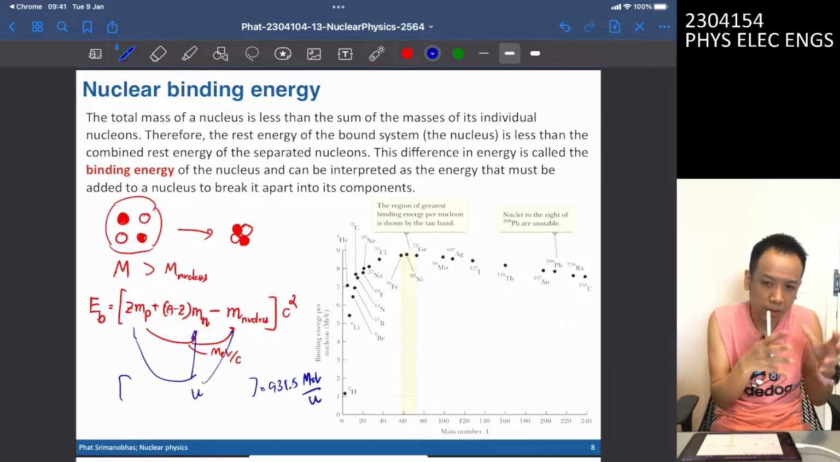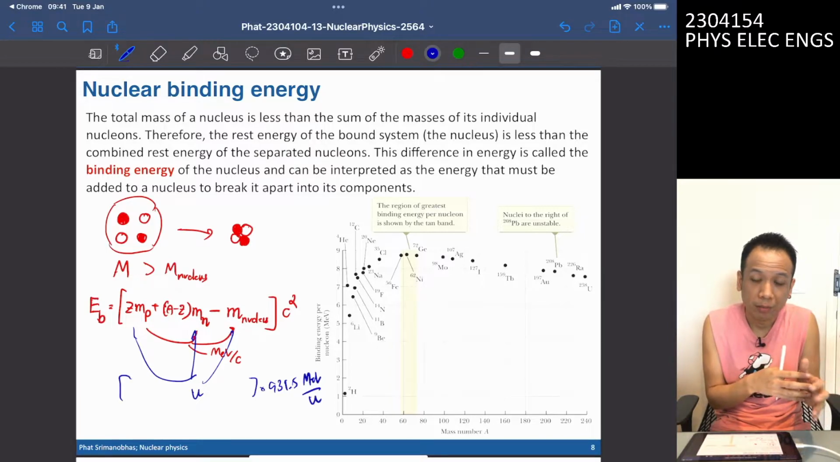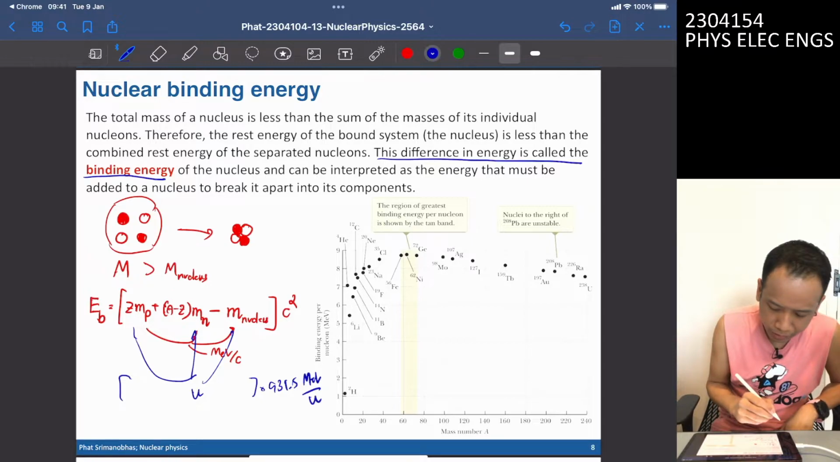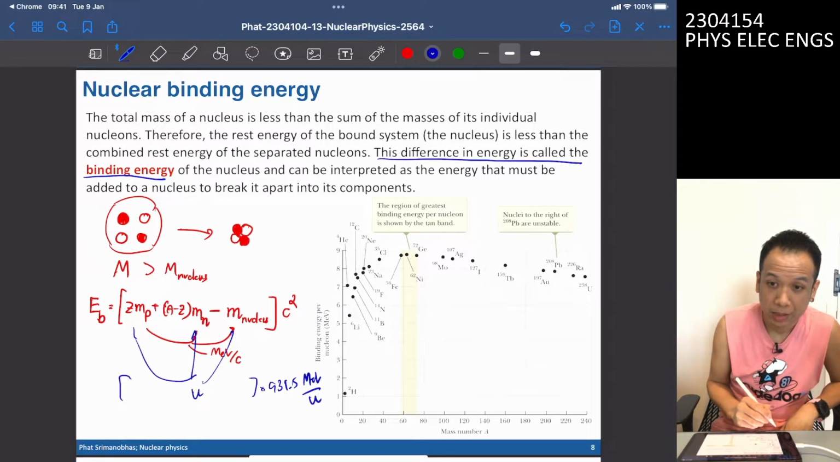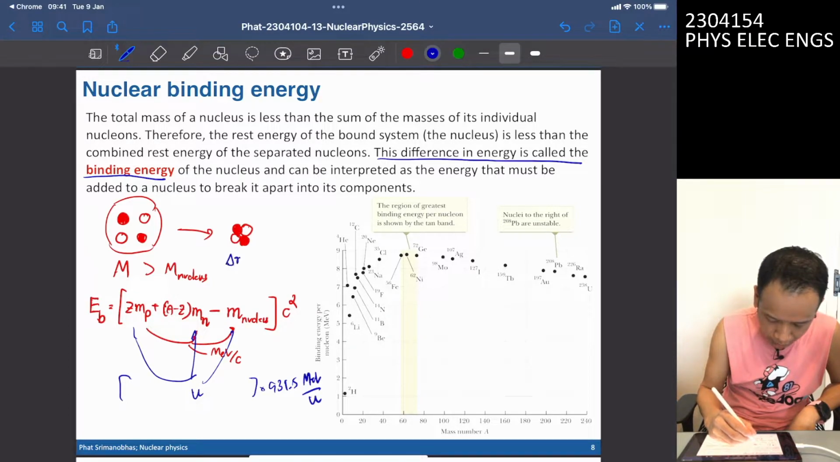And this is the point: if you start from the constituents and then group them together, you're going to have less mass. Okay, and the mass that is lost is going to become the energy. The difference between the masses is what we call the binding energy. Okay, we can convert mass to energy. The difference in mass is, for example, delta M, which is the mass of the constituents minus the mass of the nucleus, and that converts to the energy.